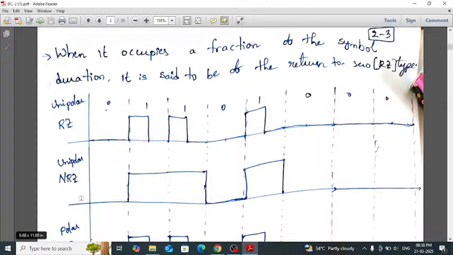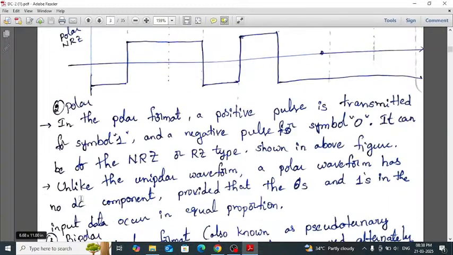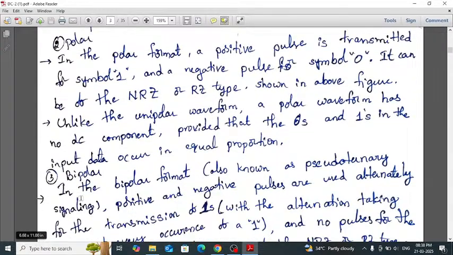Okay, I'm moving to the next format. Put the side heading polar format. You can zoom the document. If it is not visible to you on the mobile, you can zoom it.